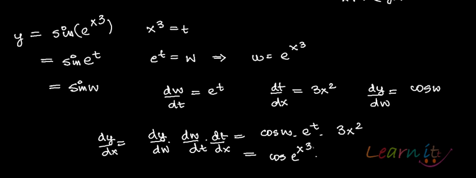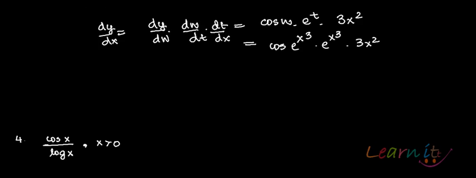E to the power t could be written as w, which is nothing but, sorry, in place of t you can write x cube, e to the power x cube into 3x square. So this is dy by dx in this case.